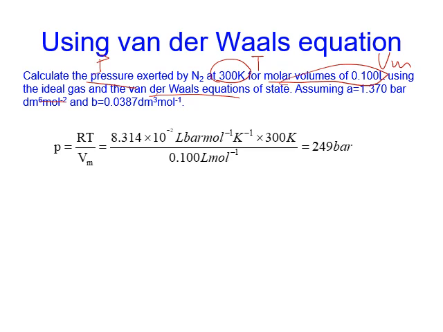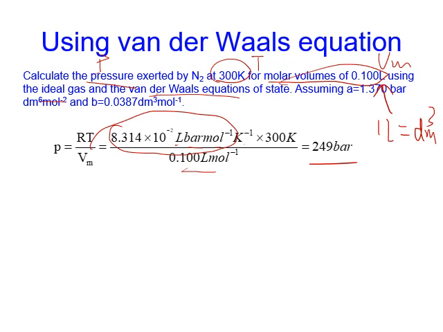Note that the molar volume here is in terms of liters, and 1 liter is 1 cubic decimeter. So if we use liters, the R constant we can choose is 0.08314 liter bar per mole per Kelvin. So the answer will be 249 bar.